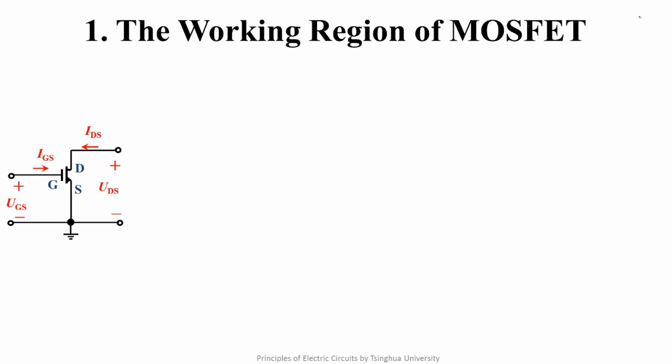Before the analysis of a specific circuit, we need to review the three different kinds of working areas of a MOSFET and their corresponding restricted conditions. Let's analyze the cutoff region first. That is an open circuit between D and S. At this time, the condition is UGS is smaller than UT. When UGS is larger than UT, it's conductive between D and S.